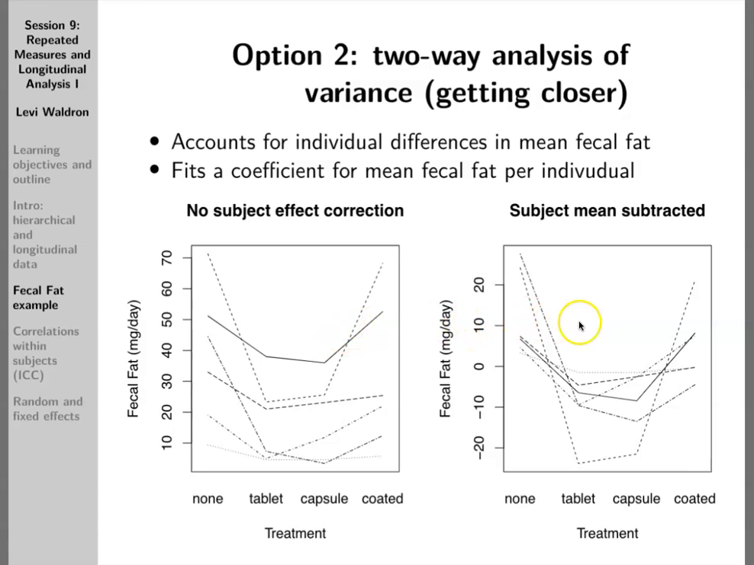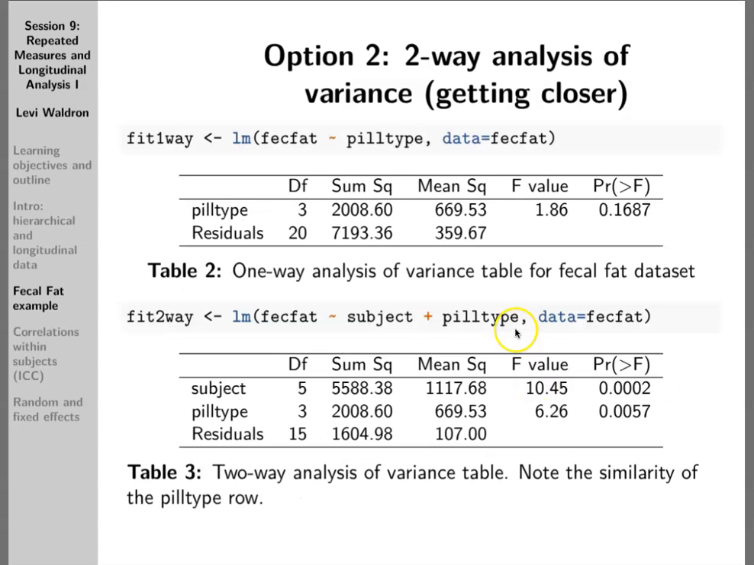So this approach of the two-way analysis of variance is equivalent to just subtracting the mean for each individual, adjusting the observations so that they each have the same overall mean measurement for fecal fat excretion. So it's centered on 0 here now instead of about 40. So let's compare that. Here, this one way is the one that I showed you already. And now in this two way, I've just added another term, this subject term to it. So we have another line in the analysis of variance table.